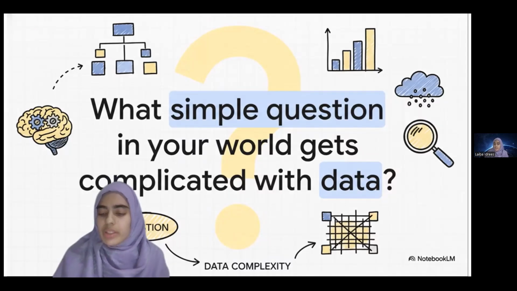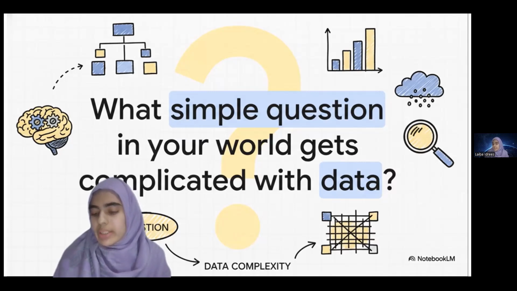So I leave you with this thought. What simple question in your world gets complicated when you actually look at the data?